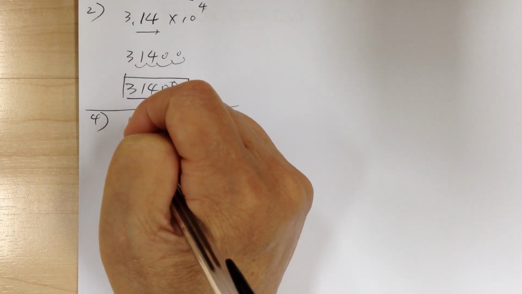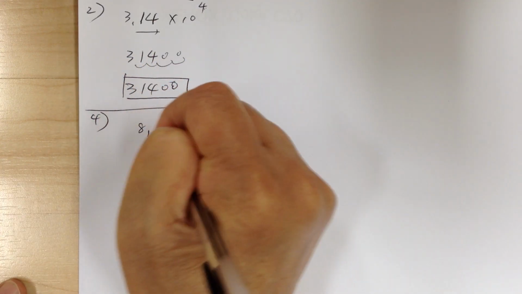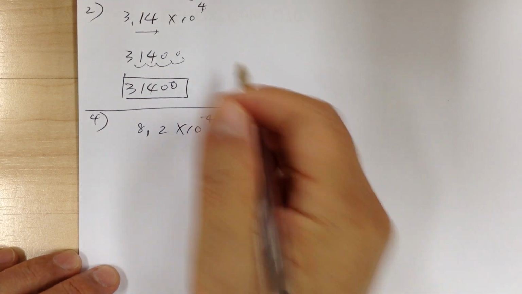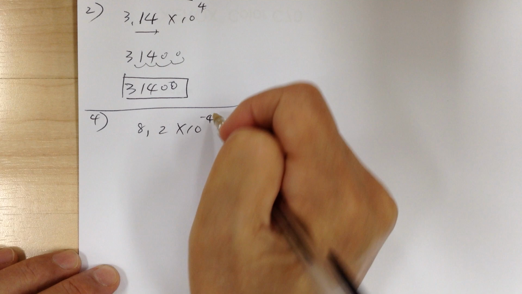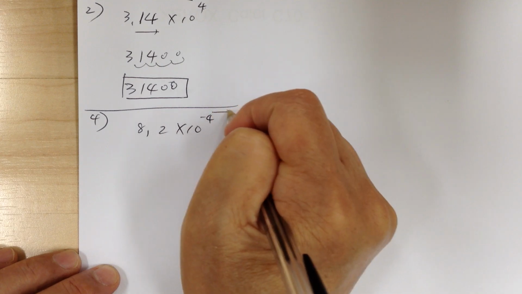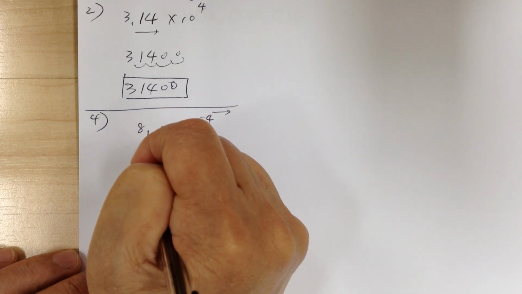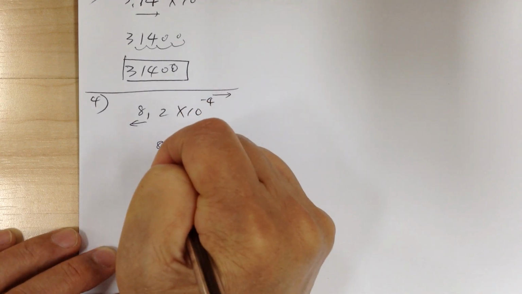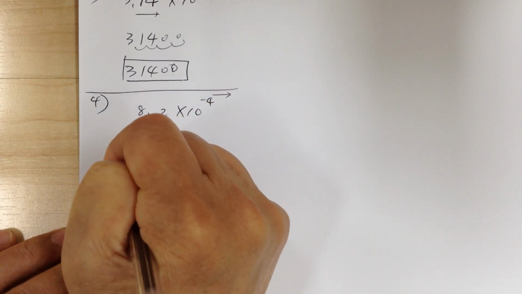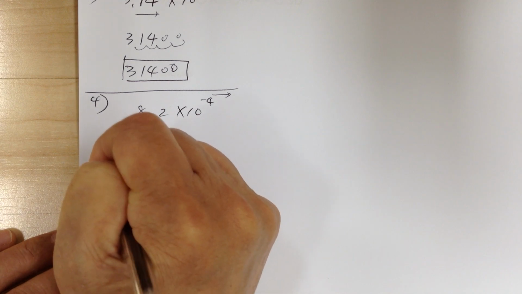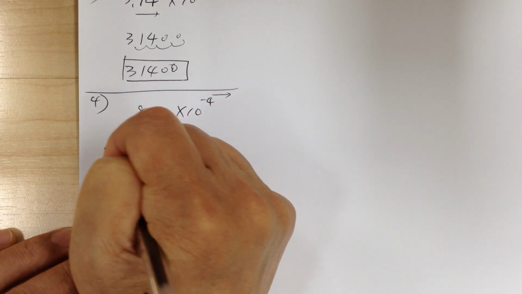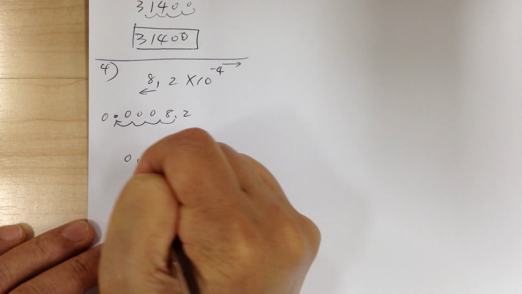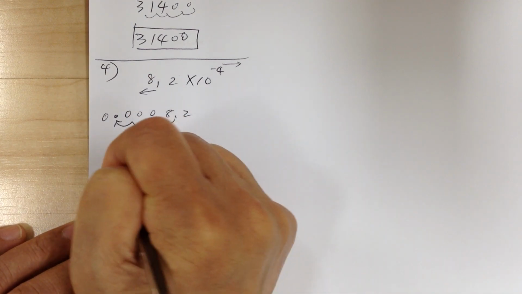Okay, number 4. You have 8.2 times 10 to the negative 4. Okay, so again, you want to get this to 0. So think about number line. So negative 4 to 0, you have to go this way. That means your decimal has to go this way by 4. Right now you got 8.2, right? So you have to go 1, 2, 3, 4. Okay, so decimal has to be over here. So you have to add 3 zeros in here. So your answer would be 0.00082.